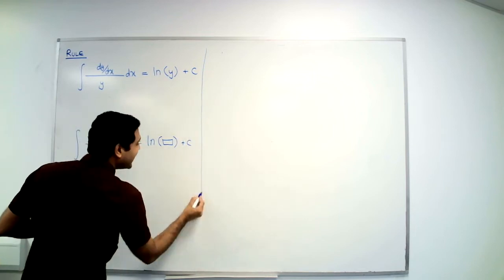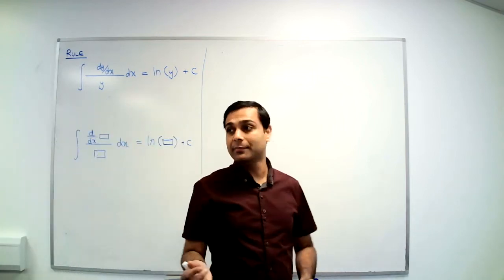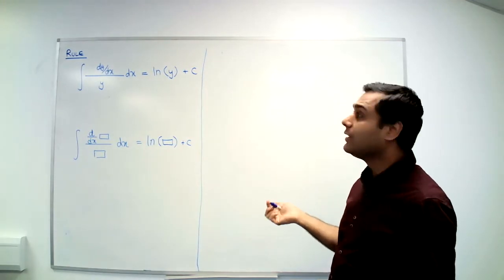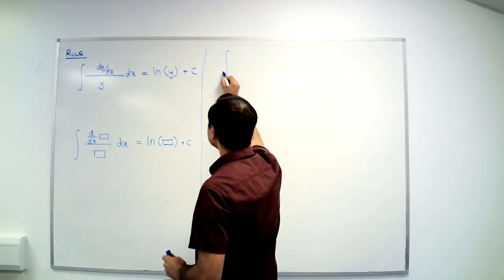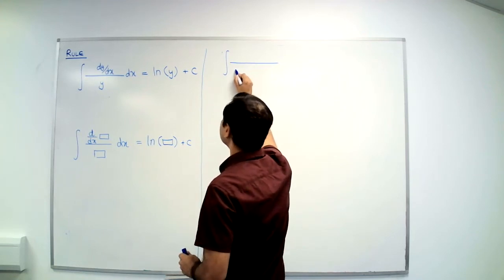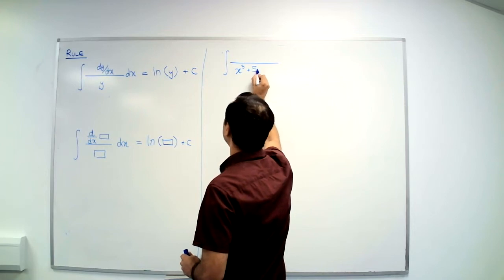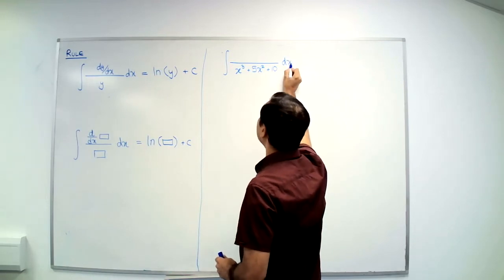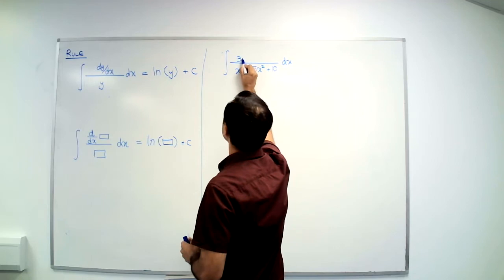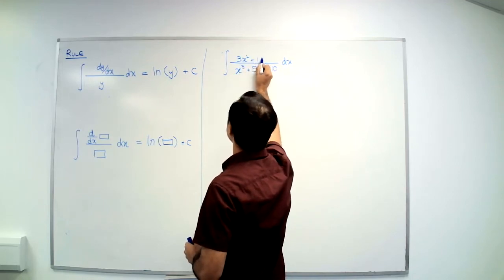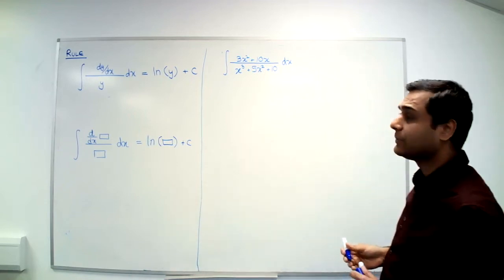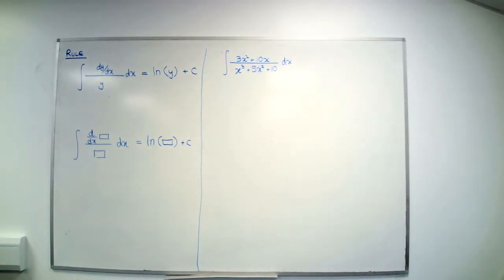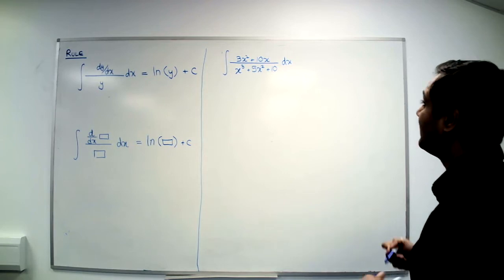Let's do one example. There are multiple ways of doing it. It's a long way of doing it, but if you remember that rule, it's a lot quicker. Let's say I want to integrate this thing: x cubed plus 5x squared plus 10 at the bottom, and on the top, 3x squared plus 10x. It's quite difficult to integrate that, you know. But if I use the rule, this is what happens.